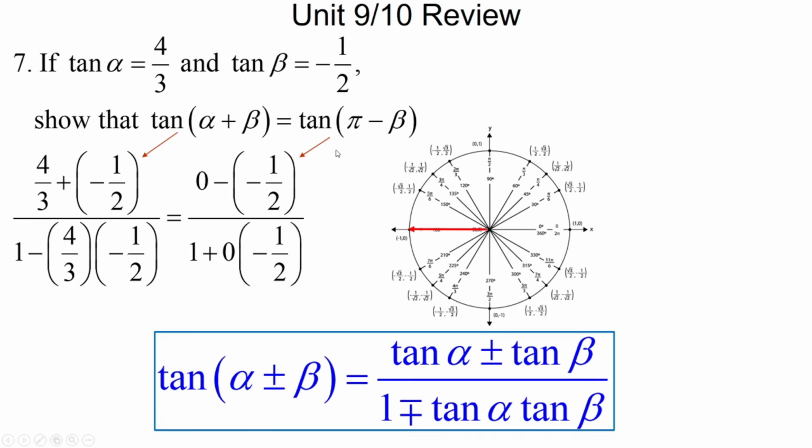All right. Now let's clean up each of these. So the left-hand side. Wow, that's kind of ugly. Well, let's be careful here. So I have a common denominator of 6. So is that 8 over 6 minus 3 over 6, which would be 5 over 6? And then down here I have this negative 4/3 times negative 1/2 would be positive 4 over 6.